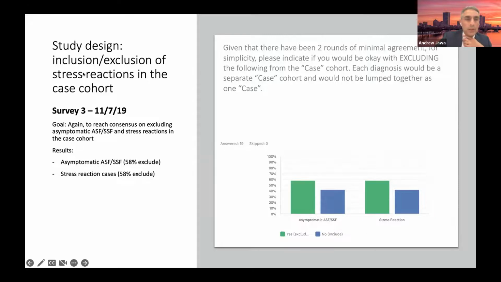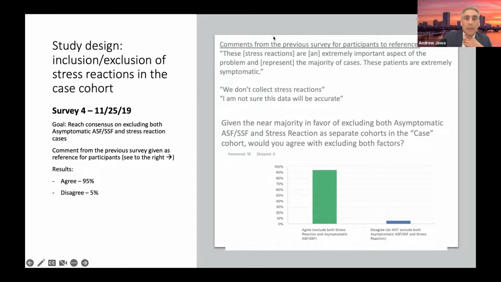Next, we went to our next survey, survey 3, and I thought, hey, they'd read this, we'd get consensus. Nope, didn't get consensus, but we did get more comments. And the comments for the last one were that one person clearly wanted stress reactions to be part of it. All of this was anonymous. 2 other people said we don't collect it, we shouldn't collect it. And with those comments, we eventually got to agreement that we should exclude it.